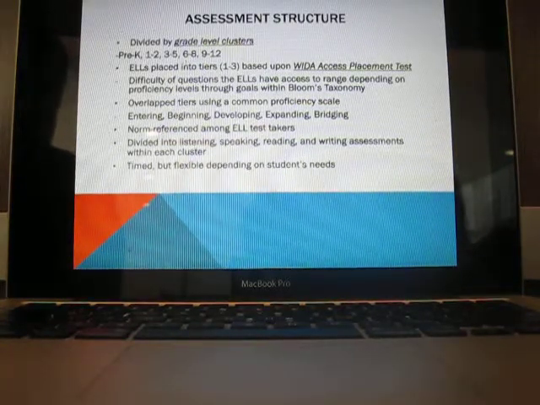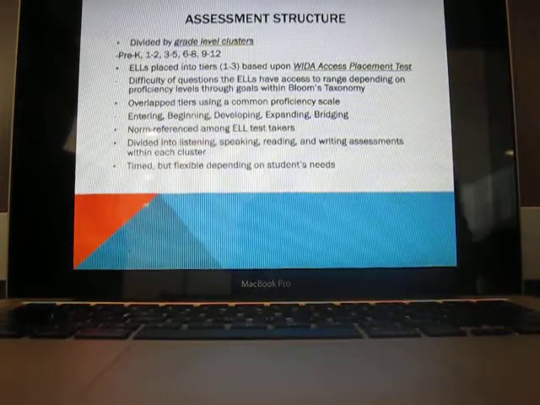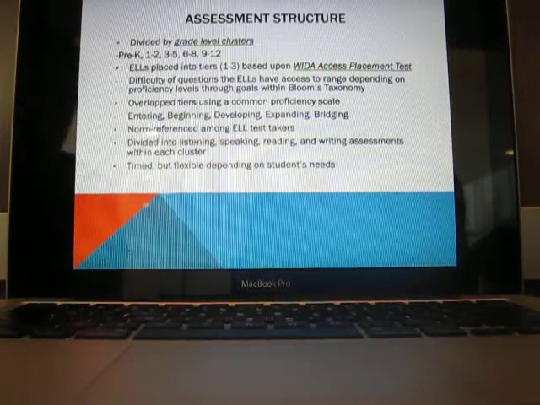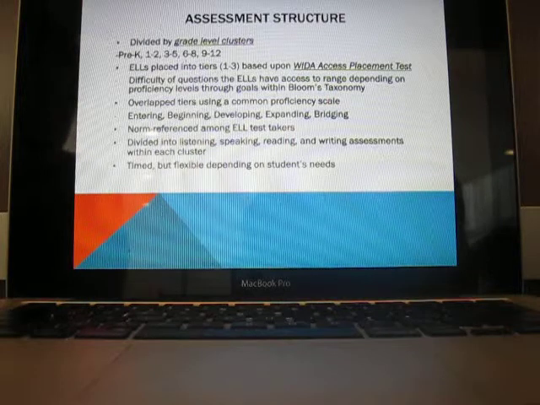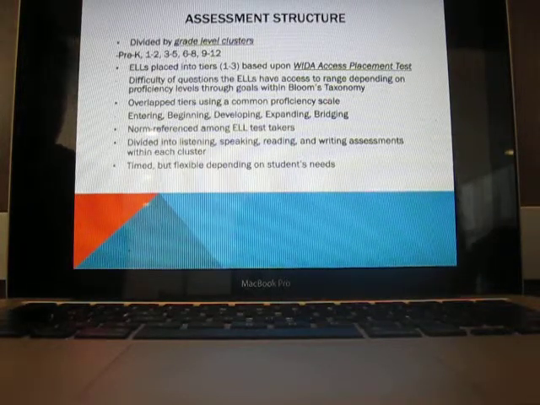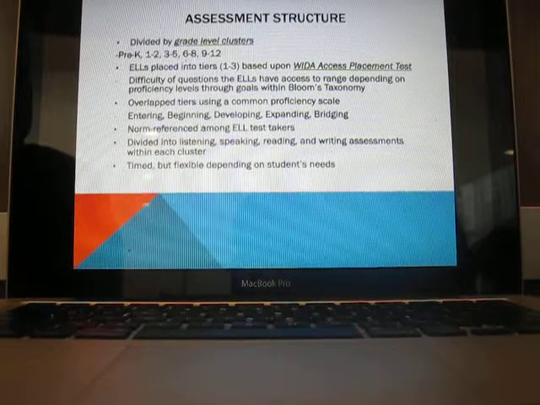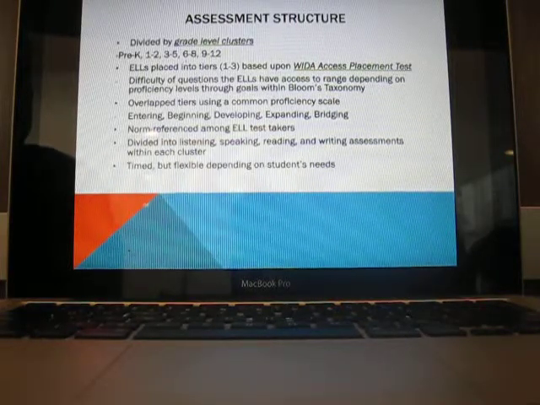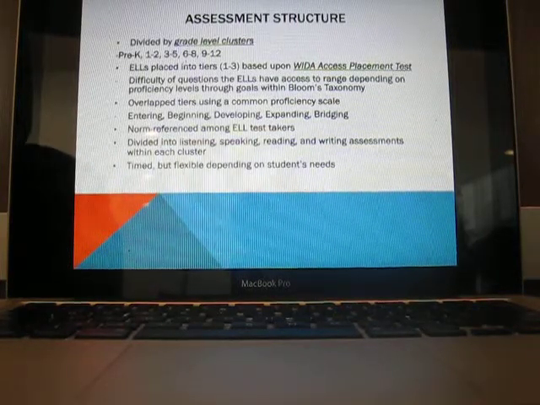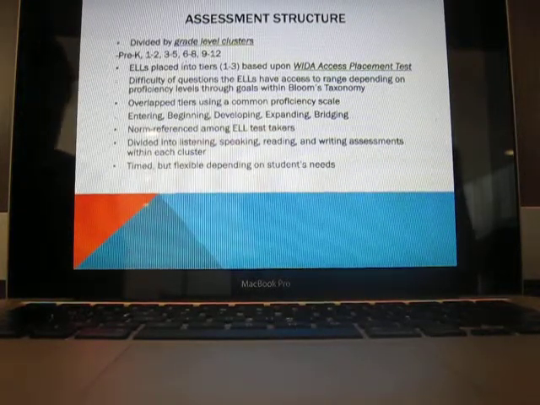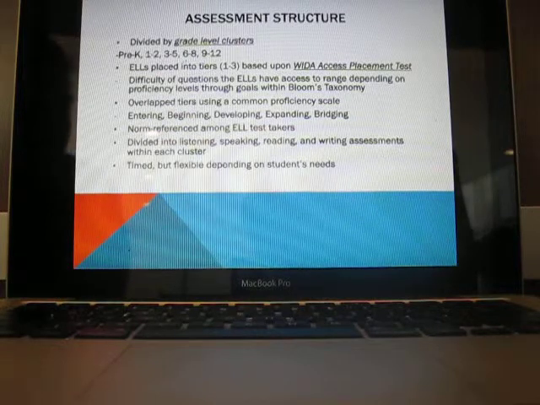So the structure of the assessment is divided by grade level clusters that include pre-K, 1, 2, 3 through 5, 6 through 8, and 9 through 12. The English language learners are placed into 3 separate tiers that overlap based on the WIDA Access Placement Test. So the students take the WIDA Access Placement Test before this test.